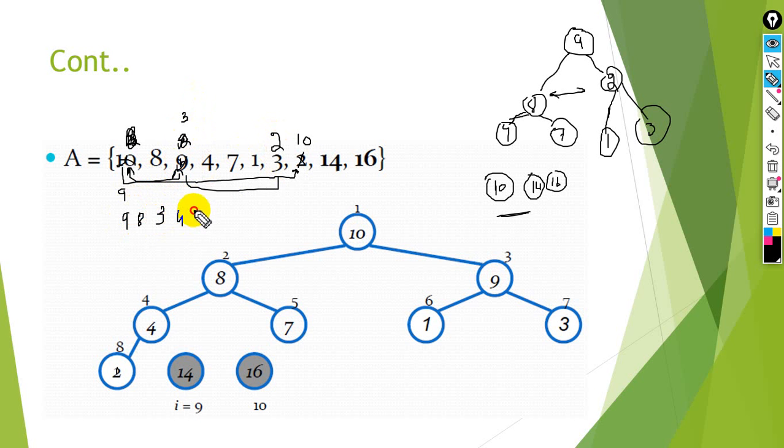4 7 1 2, so this is the resultant array and here our diagram will be just like this now.